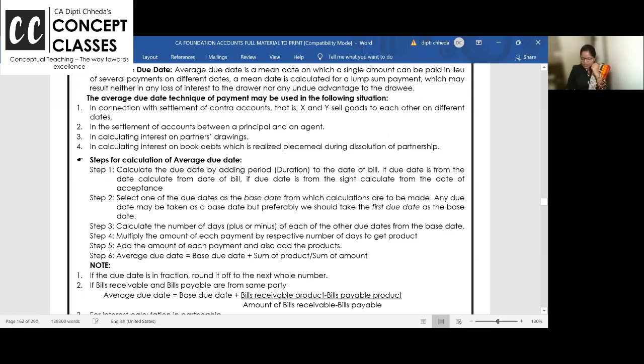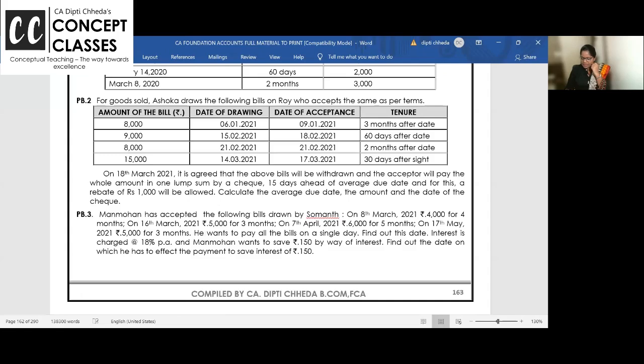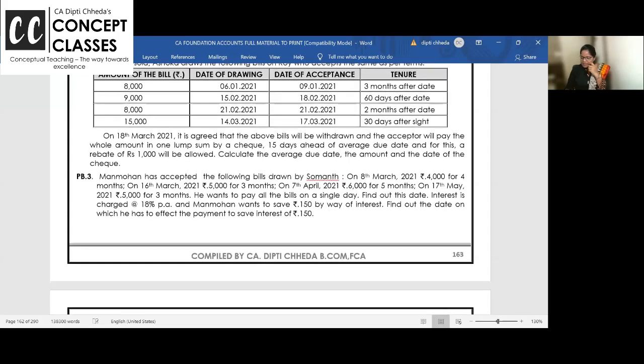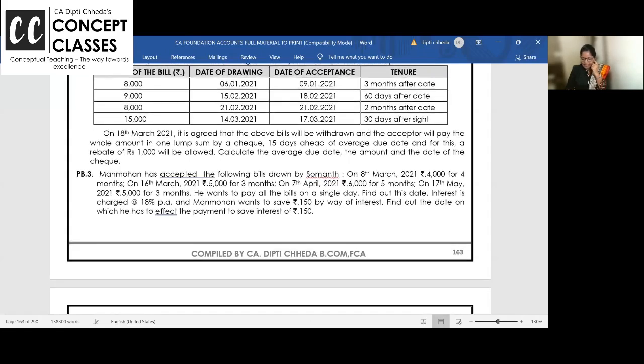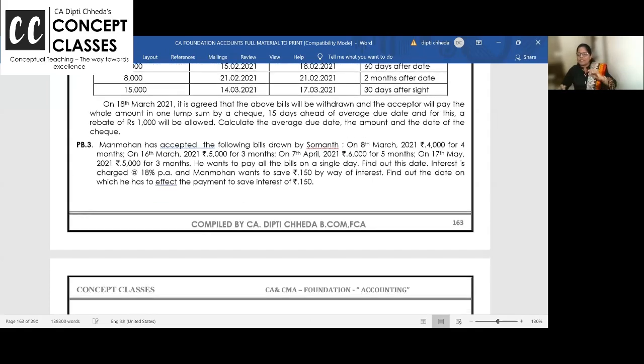These are all the steps and we have taken first and second problem in the class. Third problem I said calculate and come, the average due date. What is your answer for the third sum? Unmute karke bolo ya chat box mein daalo. Were you able to calculate the due date? 8th March 4,000, 16th March 3,000, 7th March 6,000, like that. So what is the average due date here?